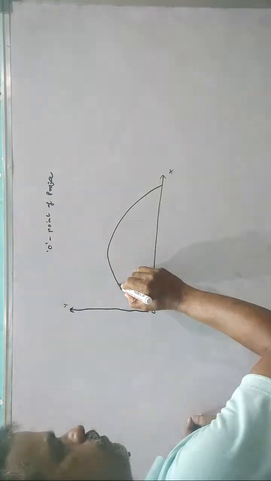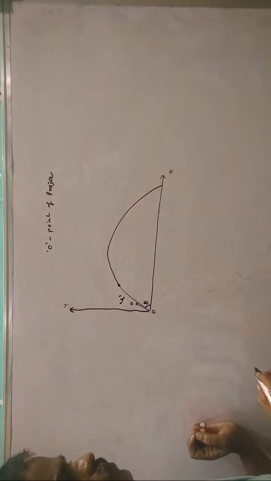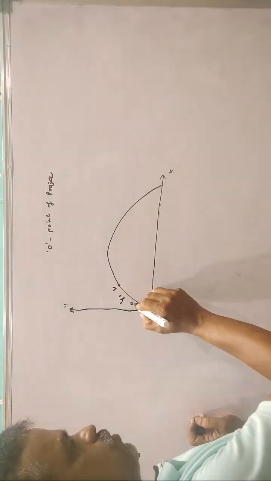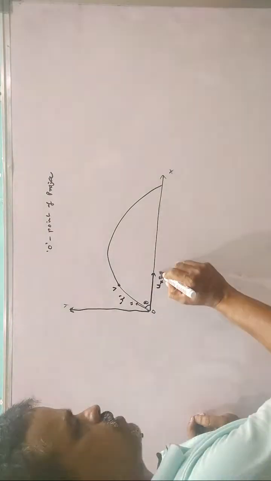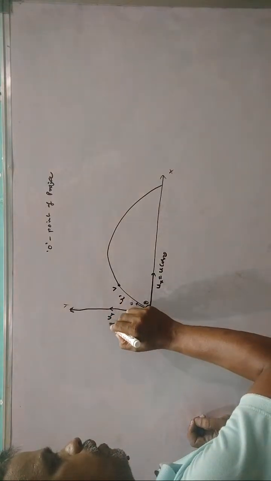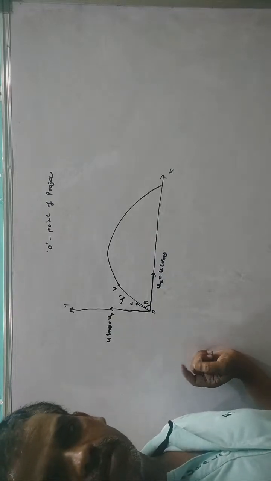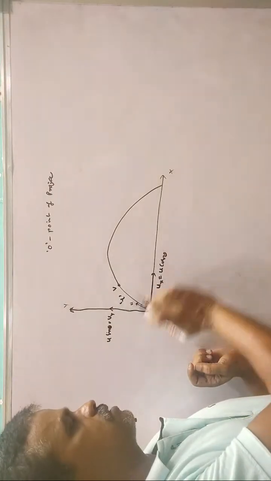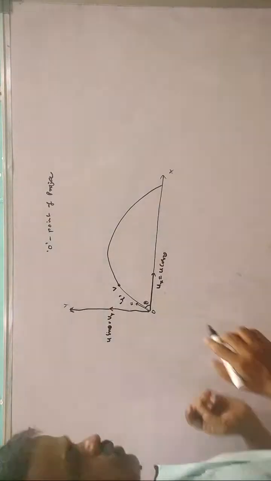After time t, the body goes up to here. Initially, this is the velocity. For the obliquely projected body, the initial velocity component along x-axis is ux, equal to u cos theta. Along y, uy is equal to u sin theta. The u component along x-axis is u cos theta, along y-axis u sin theta.